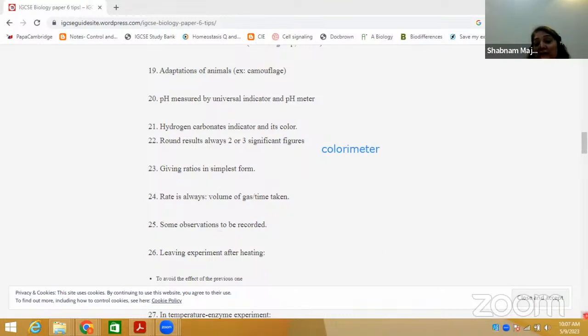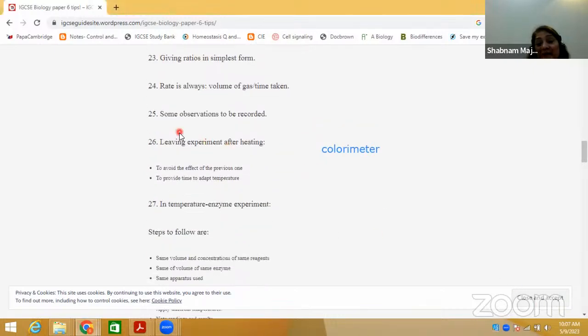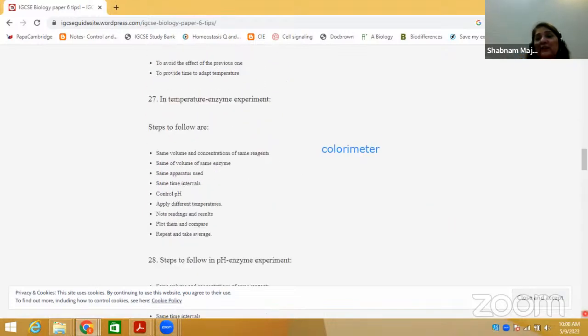Some observations need to be recorded, depending on the experiment. Leaving the experiment after heating: after heating, why do you need to leave the experiment? To avoid the effect of the previous one and to provide time to adapt to the temperature. Adapt temperature means, before you start taking another reading, equilibrate or acclimatize. This is the word given for getting adapted to the environment. Temperature enzyme experiments are very common. You get a lot of investigations to prove that an optimum temperature and optimum pH are needed for an enzyme, catalase, amylase, pepsin, whatsoever.